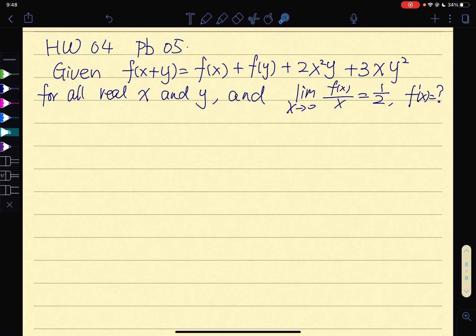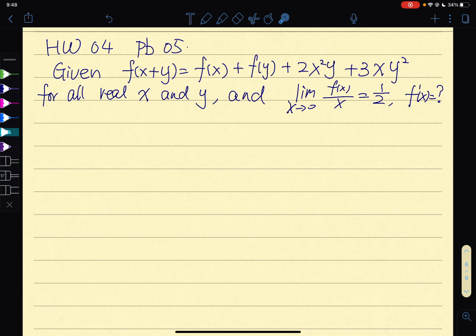We're now looking at problem number 5 from our homework. It's also asking you to find the derivative. What's given to you is not the original function. It tells you what f of two inputs put together is going to be like, and also gives you a little bit of information about limits.